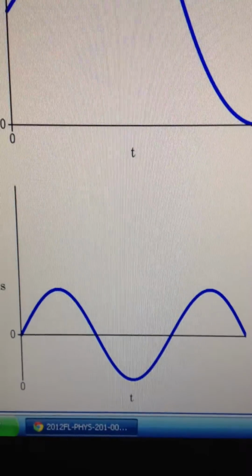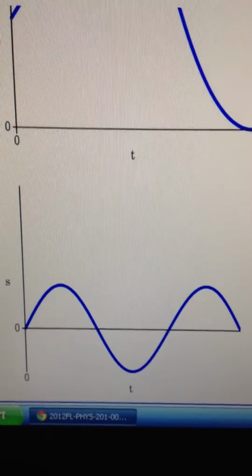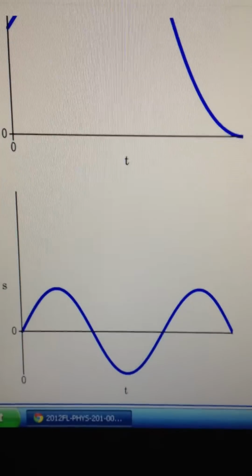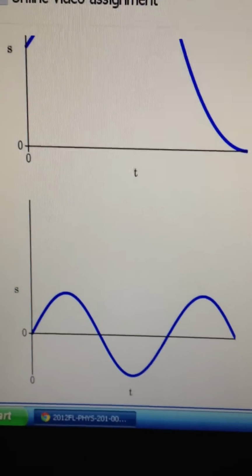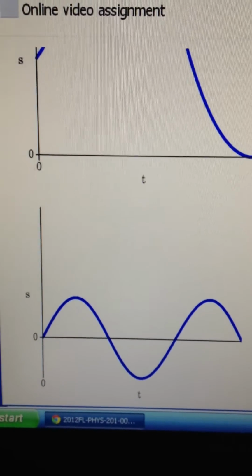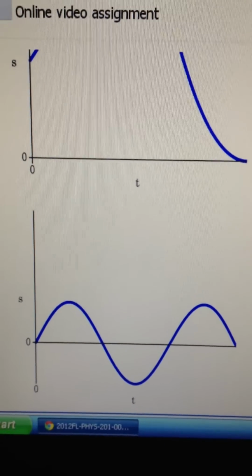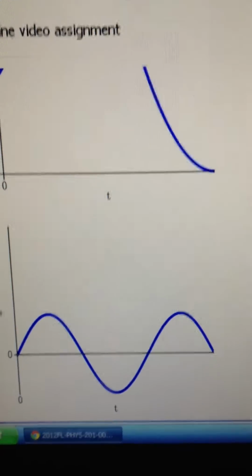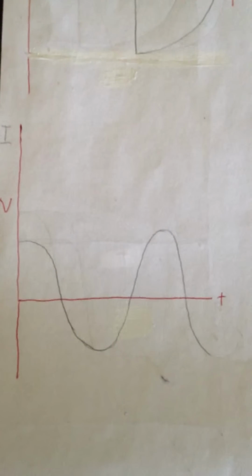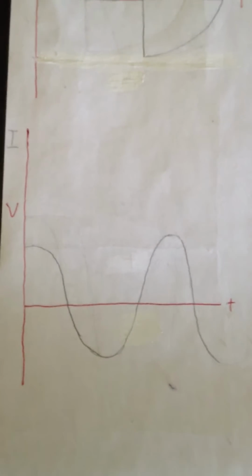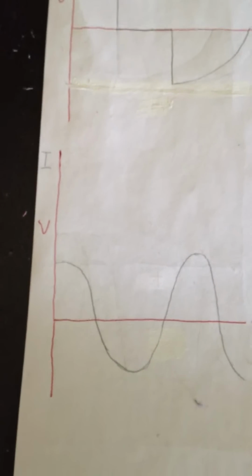On to the next one. This one is basically a sine graph, so I use my graphing calculator with the derivative, which is cosine, and I graph that to help me draw my velocity versus time graph. This is probably the most difficult one.